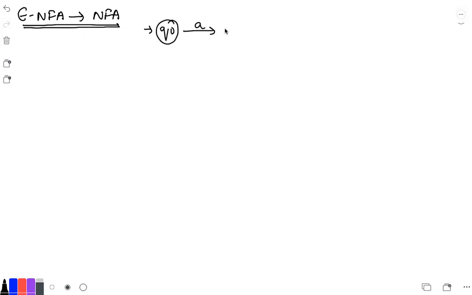Now, moving on to the next concept: Epsilon-NFA to NFA, not DFA. Epsilon-NFA to NFA, non-deterministic finite automata. Now here I will take a different Epsilon-NFA. Q0 on A goes to Q1. On epsilon, it goes to Q2, which is the final state, and B. So for this Epsilon-NFA, I want an NFA without epsilon transitions.